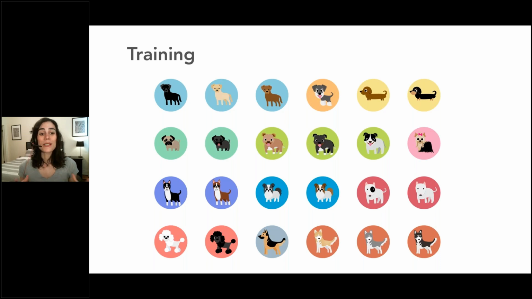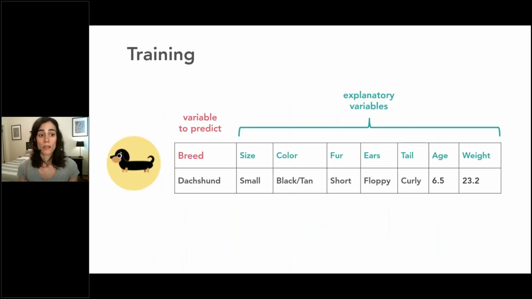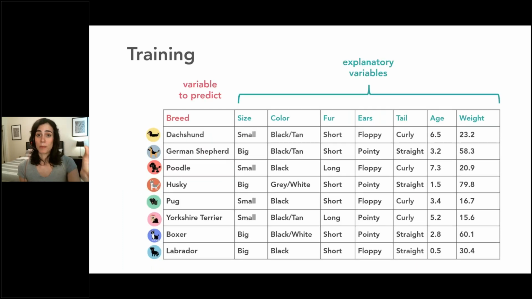So I'm going to train my model how to predict dog breed by giving it some examples of dogs and their breed with some explanatory variables. For each dog, I have the variable to predict, which is the breed, and then I have a set of explanatory variables: size, color, fur, ears, tail, age, and weight. And I want to see if there's any way to combine all those explanatory variables in whichever way possible to have the answer output dog breed.